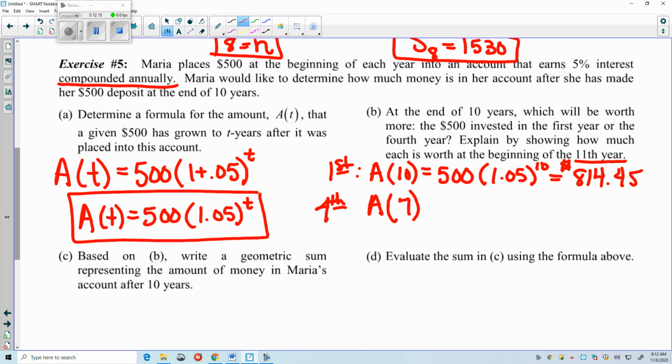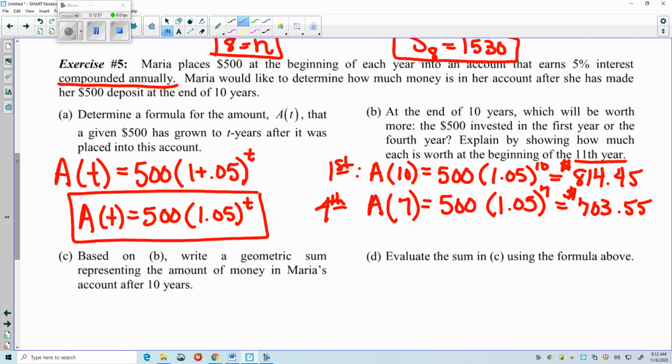The first 3 years, right? The first, the second, the third, and then the third would be the beginning of the fourth. Nothing happened. I had the $500 and just sat on it. So now I have 500 times 1.05 to the 7, and that's going to get me $703.55. So at the end of the 10th year, or the beginning of the 11th year, the one that's going to have more would obviously be the one invested in the first year. It's going to have more time to grow. If I put it in there rather than just sitting on it, it compounds more and more and more.